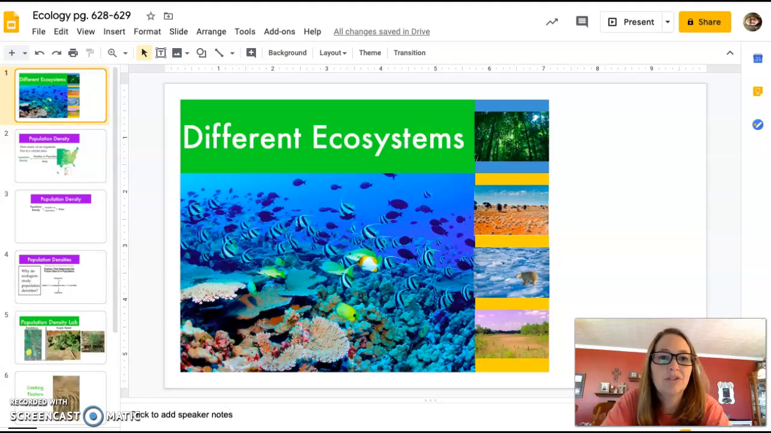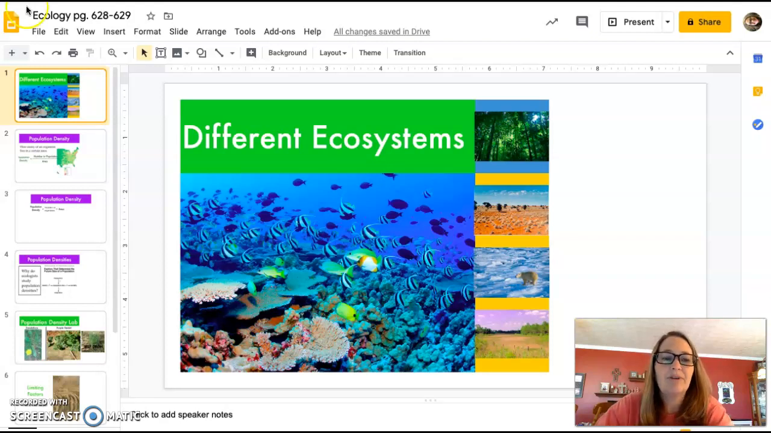Hey guys, so we're going to look at our notes over pages 628 through 629. The last video was about how organisms group together to form populations, and different populations make up communities, and how when we start looking at the abiotic factors and how they affect the community, we're dealing with ecosystems. So I started out with a picture of a bunch of different ecosystems here, and maybe by the end of this unit we'll get into some of those different ecosystems and the biomes that they make up.